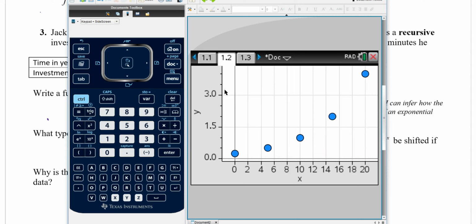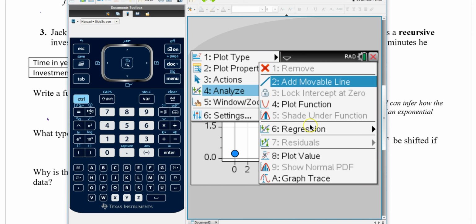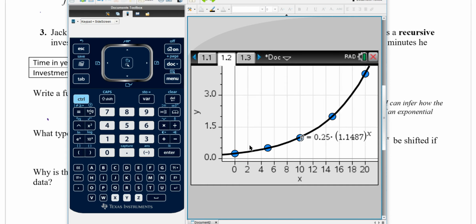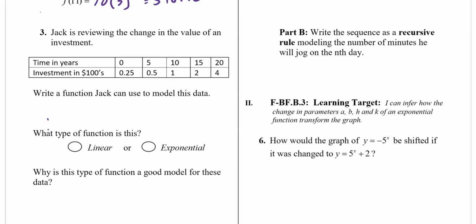That does not look linear. That for sure looks exponential. And it says write a function. Well, I'm going to analyze regression, exponential, and there's my function. 0.25 times 1.15 to the x. So f of x is equal to 0.25 times 1.15 to the x power.